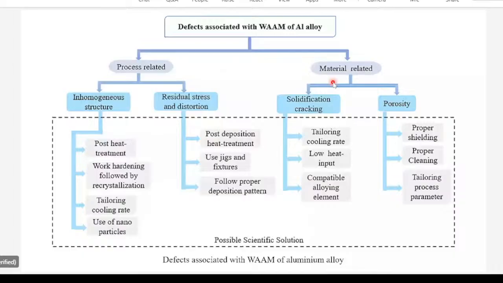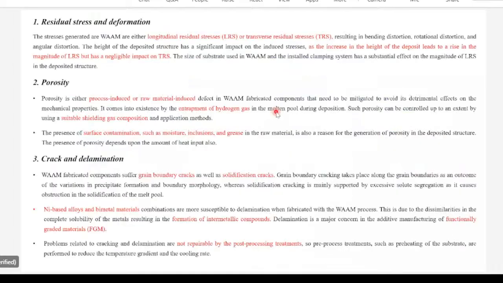So we have already discussed these residual stresses and deformation. Stresses generated in VAM are either longitudinal residual stress or transverse residual stress, resulting in bending and distortion. These things can be avoided by proper jigs and fixtures, which we have to keep in mind.